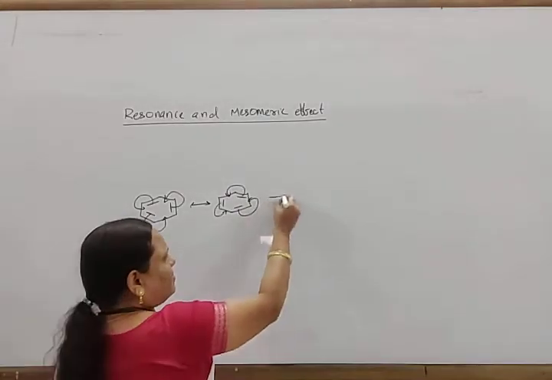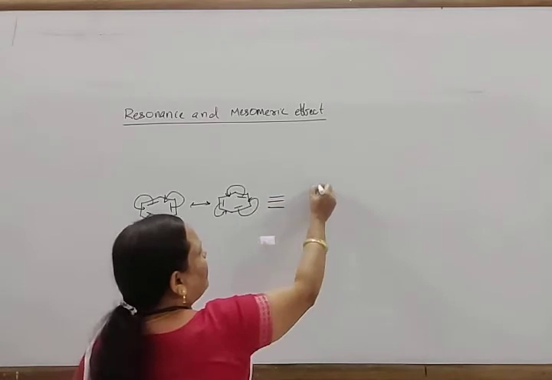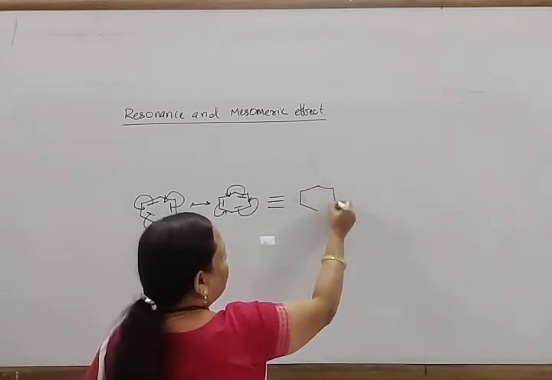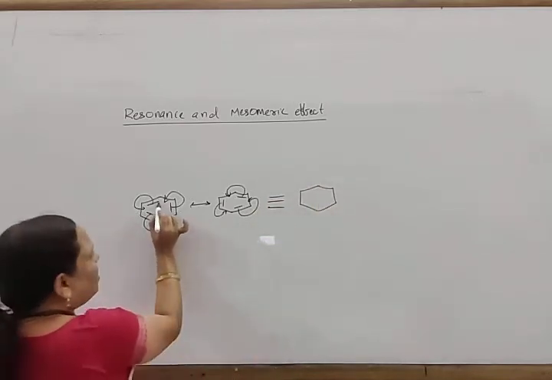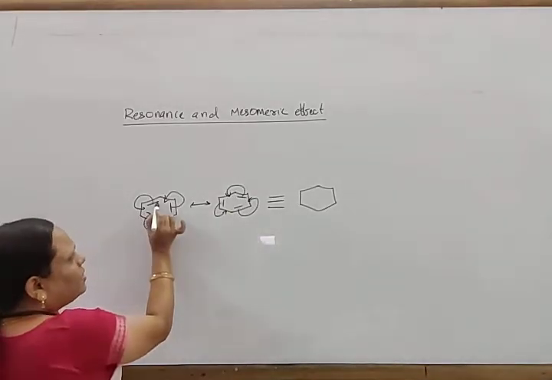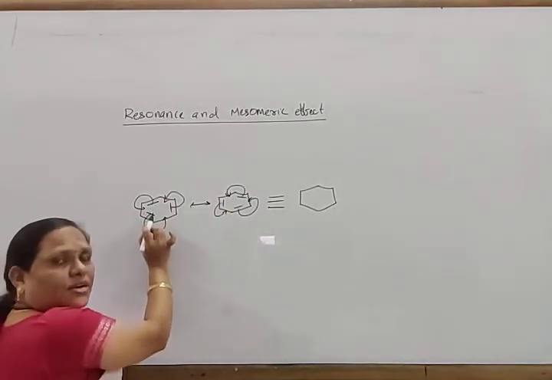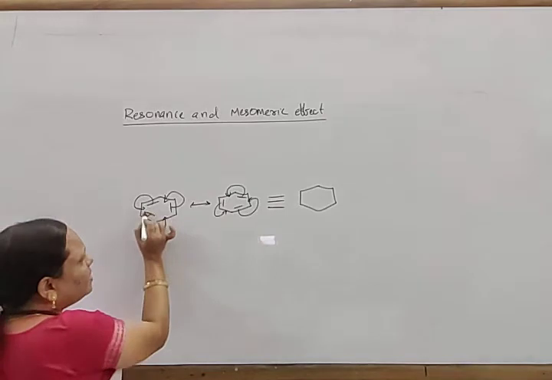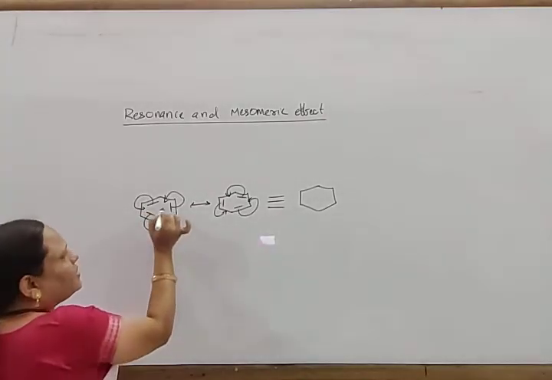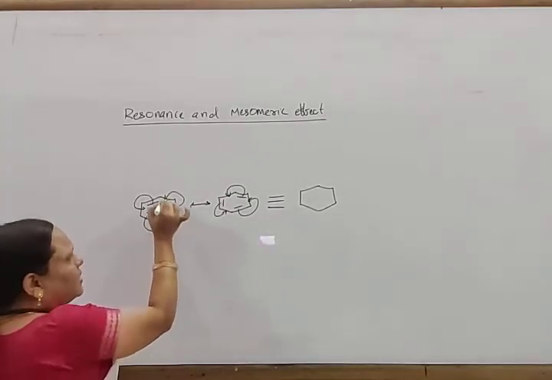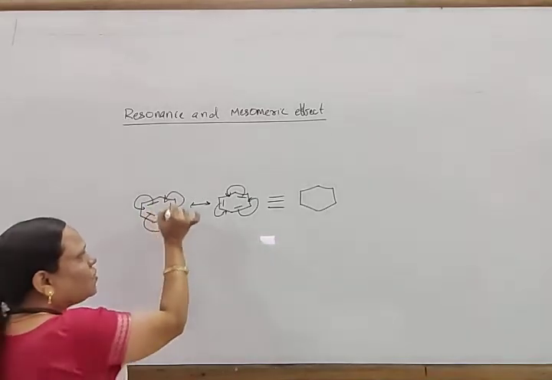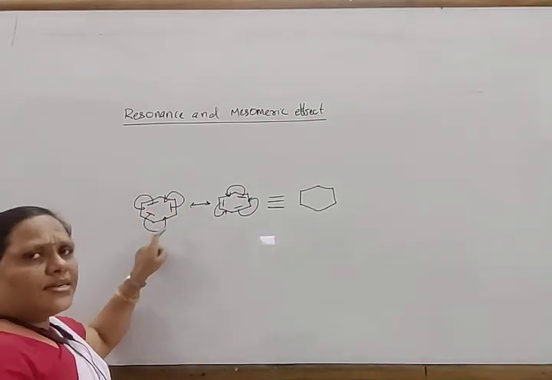So this can be represented like this here. The electrons are not at a fixed position. The pi electrons here are not at a fixed position. They are just changing their position. In this way, after changing their position, you can say these electrons are delocalized. These electrons are delocalized.